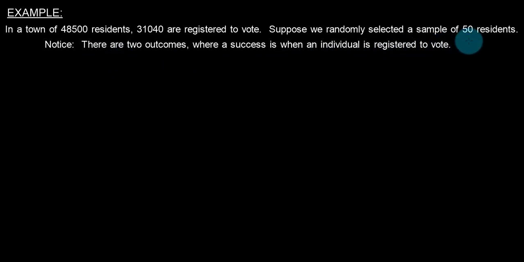We have a sample size of 50 residents, so that is n. And what would p be? Well, that would be the chance that any one individual is registered to vote. We weren't given that info directly, but we can use this info about how many people are registered out of the entire population, and that would be our estimate for the population proportion.